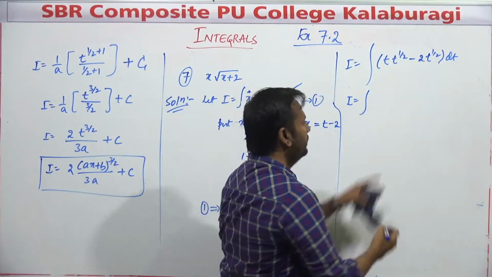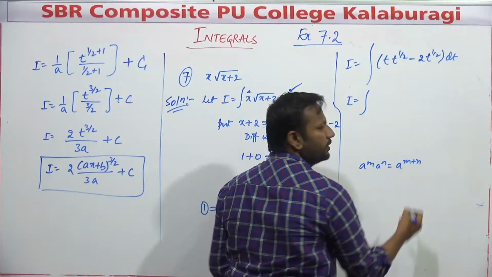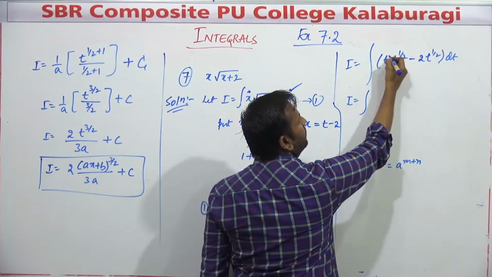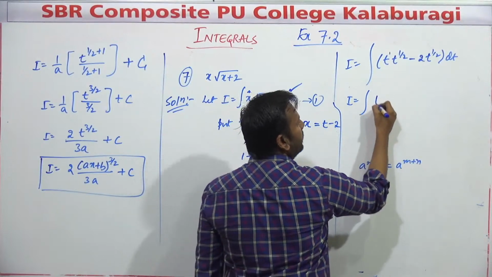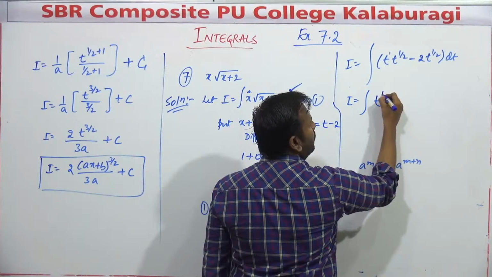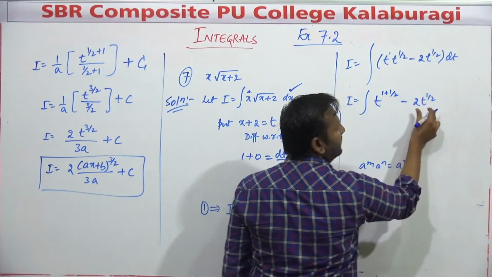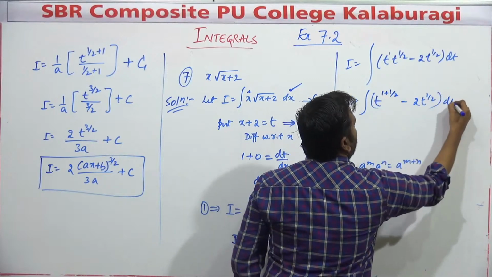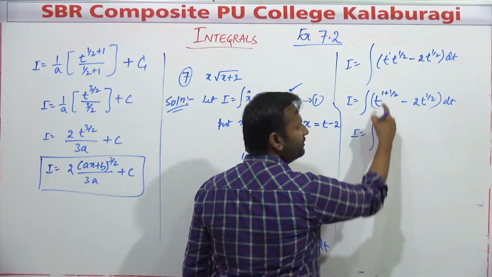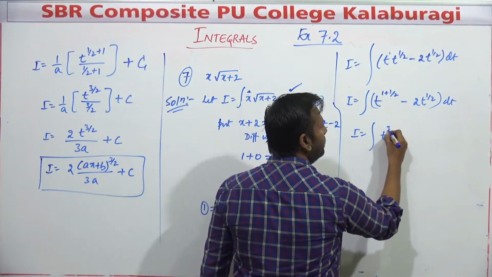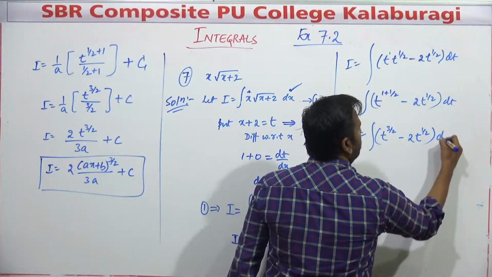Now, see students here, what is a raised to m into a raised to n? It is a raised to m plus n. Yes or no? It looks like the same thing. A raised to nothing there means what here? It is 1. a raised to m into a raised to n is a raised to m plus n. It becomes a raised to 1 plus half, minus 2 times t raised to half as it is, dt. So what is 1 plus half? 1 and a half, which means 3 by 2, minus 2 times t raised to half, dt.